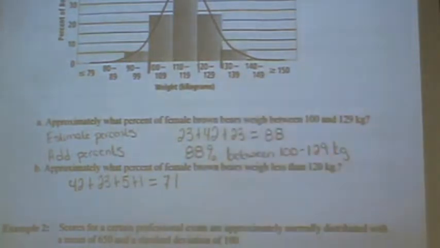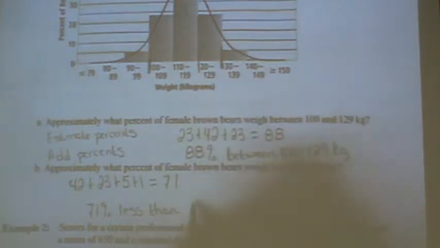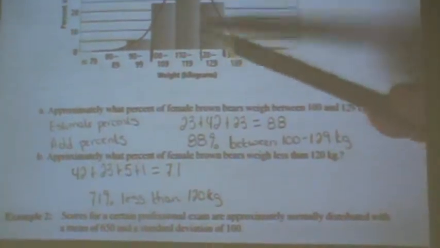And when we add these up, you should get 71. So that means that 71% are less than 120 kilograms. So 71% of our female brown bears weigh less than 120 kilograms. So that's using a graph that you're provided to find the percents.